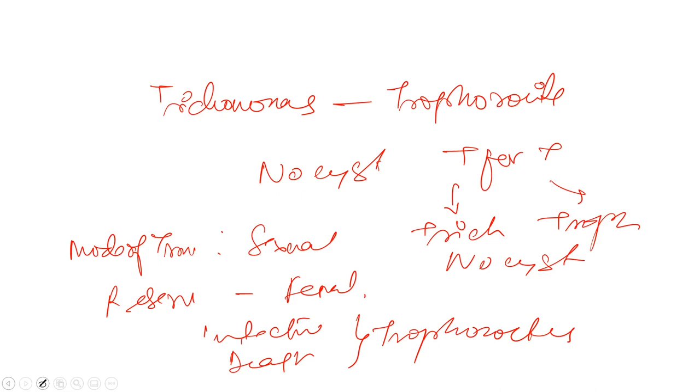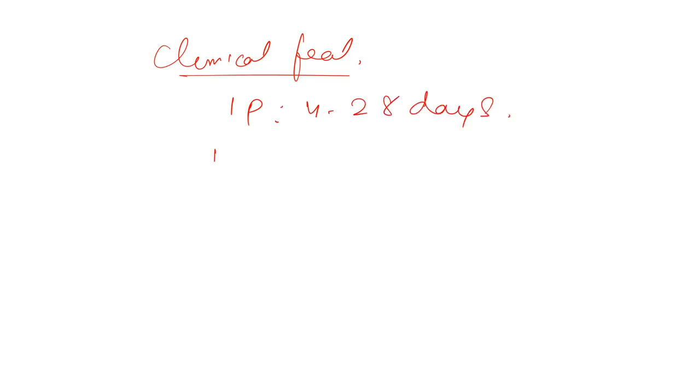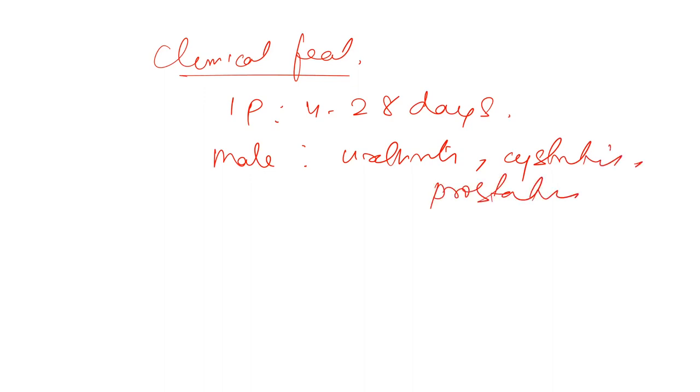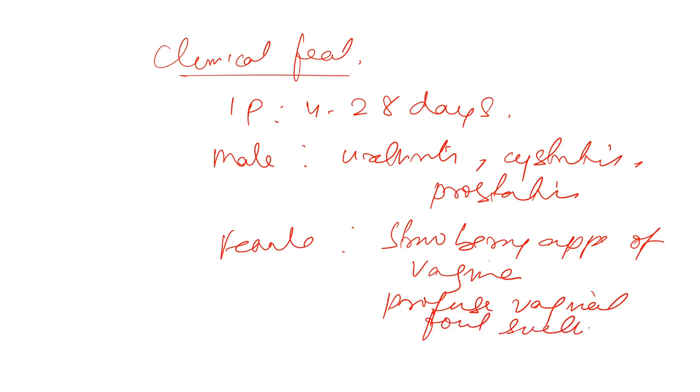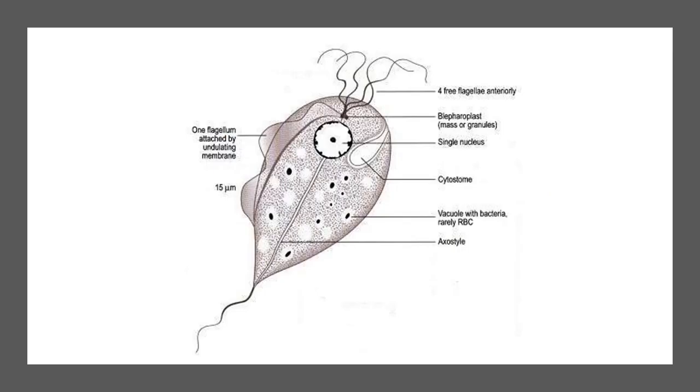Now we will be talking about the clinical features, and then we will talk about the morphology. Clinical features: incubation period is 4 to 28 days. In case of male, what does it cause? It causes urethritis, cystitis and prostatitis. And in case of female, it causes strawberry appearance of vagina, and there is profuse vaginal foul smelling discharge.